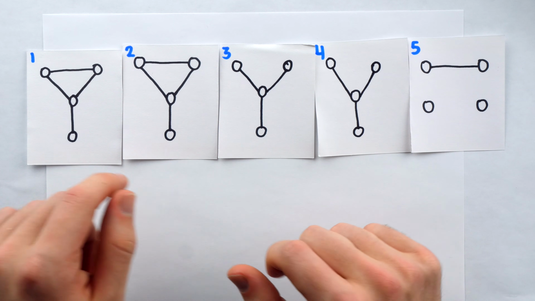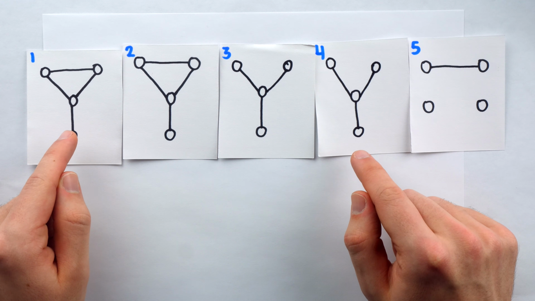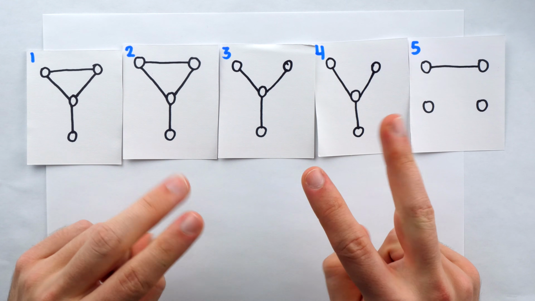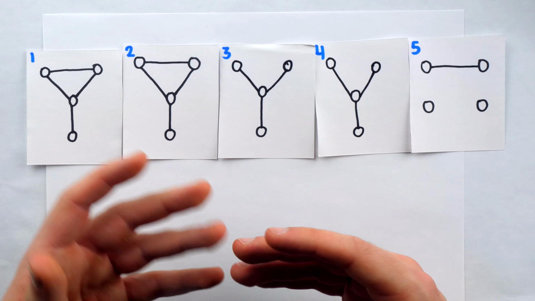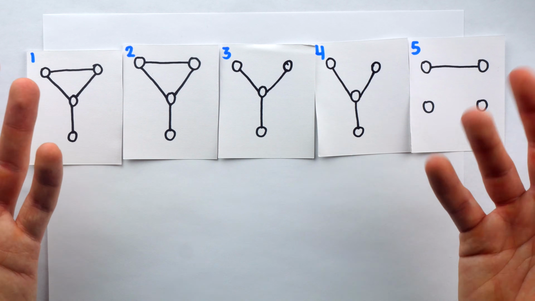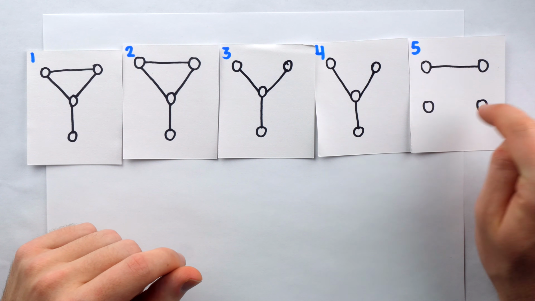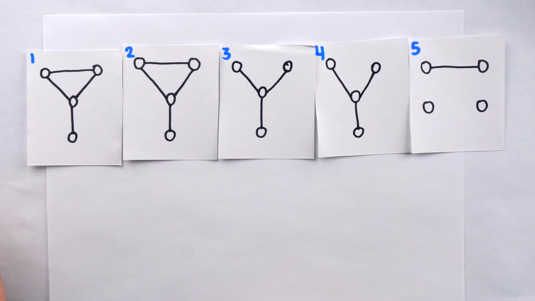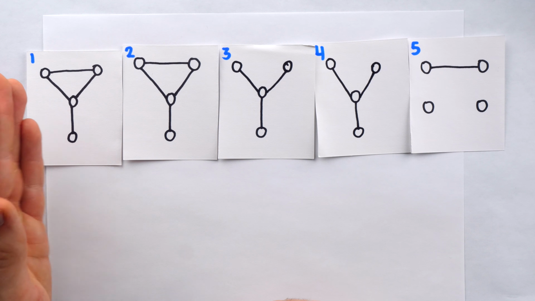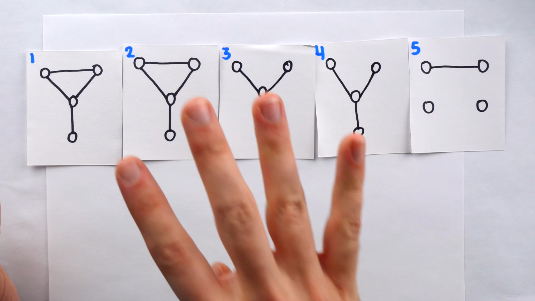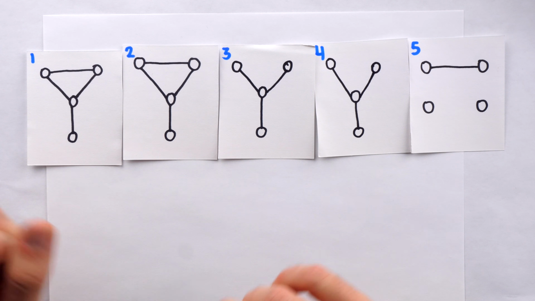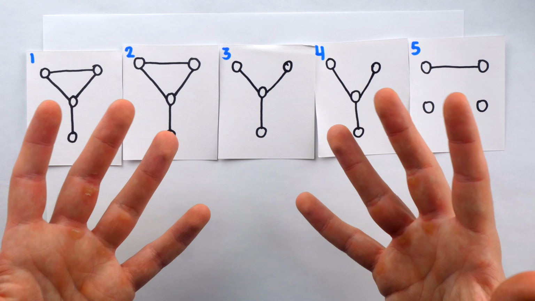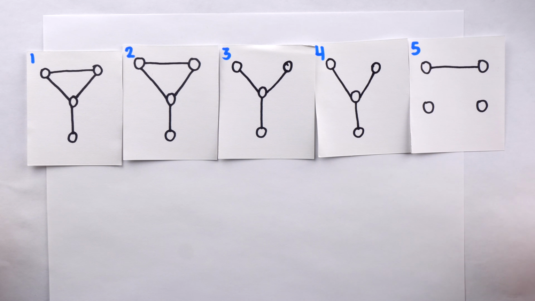You might also notice that all of these graphs are connected except for this one on card 5. Of course, a graph is connected if it's possible to travel between any pair of distinct vertices. This graph is disconnected because we can't get from here to here or from here to here. The more important thing I want you to notice is that all of these graphs have 4 vertices. So the mystery graph that these come from has how many vertices? The answer must be 5.